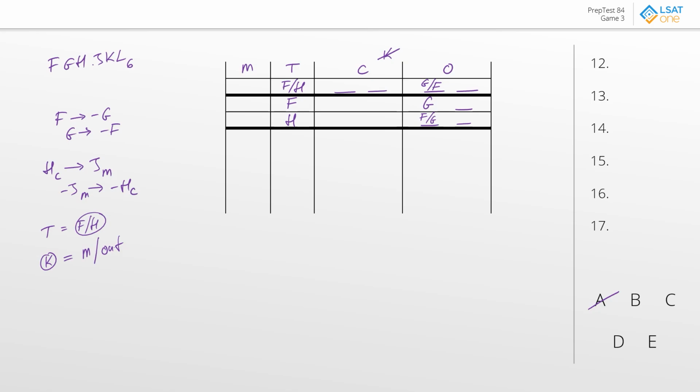Next, the second rule tells us that if H is a counselor, then J is the mayor, so we can look for cases of that. Answer choice B doesn't apply. Answer choice C, though, H is the counselor, but then J is the mayor, so we're good. Answer choice D, H is the counselor, but J is not the mayor, so we can get rid of answer choice D based on that. And E, H is not the counselor, so it doesn't apply.